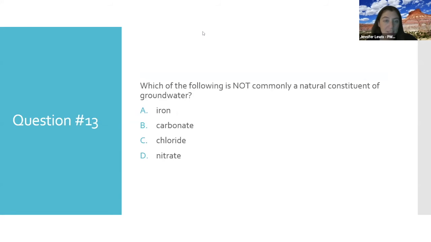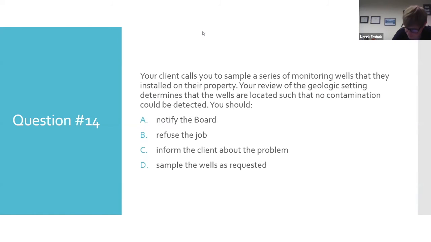Question number 13. Which of the following is not commonly a natural constituent of groundwater? A, iron, B, carbonate, C, chloride, or D, nitrate. Excuse me, D, nitrate. All right, many of us on Long Island should know the answer to this one. Maybe upstate as well, D, nitrate. A lot of it, and it's a problem.